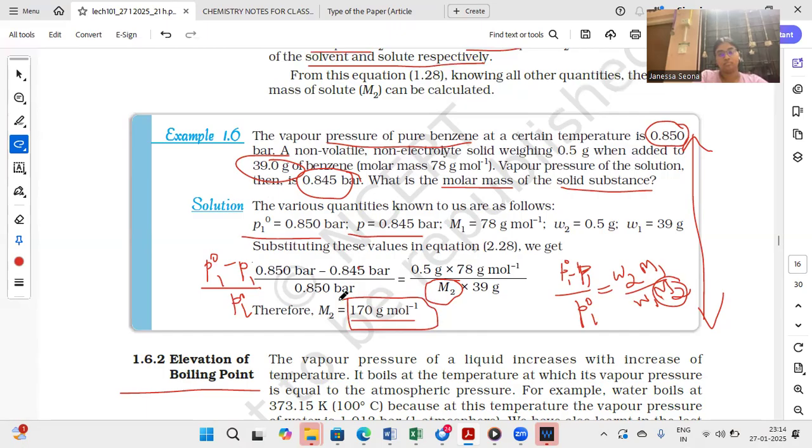Is it clear, Amma? Can you calculate such problems, Yunisa? Easily. No problem.